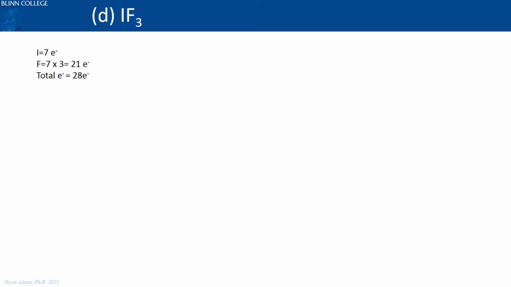Our next molecule is iodine trifluoride. Iodine has 7 electrons, and as we know, fluorine has 7 as well. But we have 3 of them, so 7 times 3 is 21, for a total of 28 electrons for this molecule. Iodine is going to be our central atom for this molecule because it is less negative than the fluorine atom.